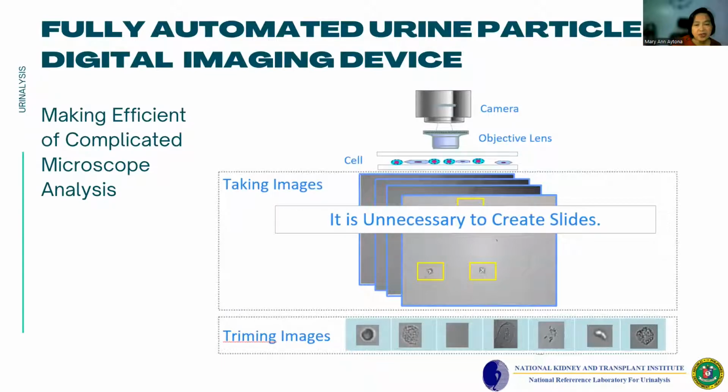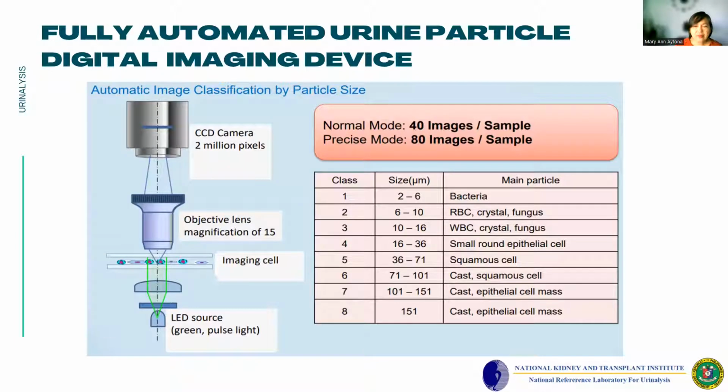With your digital imaging device, microscopic analysis is completed without creating unnecessary slides and using a microscope, making it efficient instead of complicated microscope analysis. The third concept is that the particles in the image are automatically classified by size. It has a CCD or charge-coupled device camera with 2 million pixels and an objective lens with a magnification of 15. So classification is based on the size of your main particle.